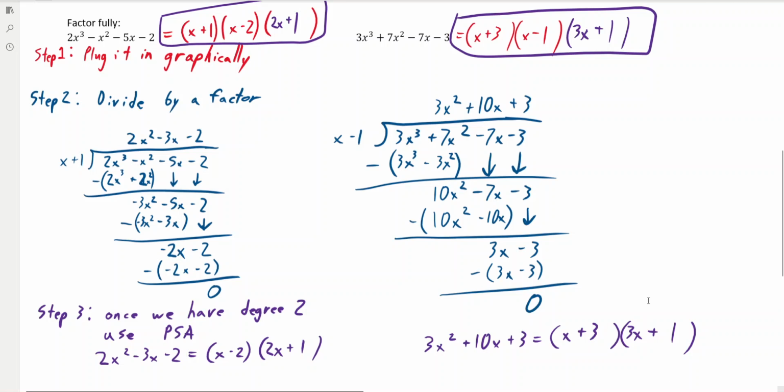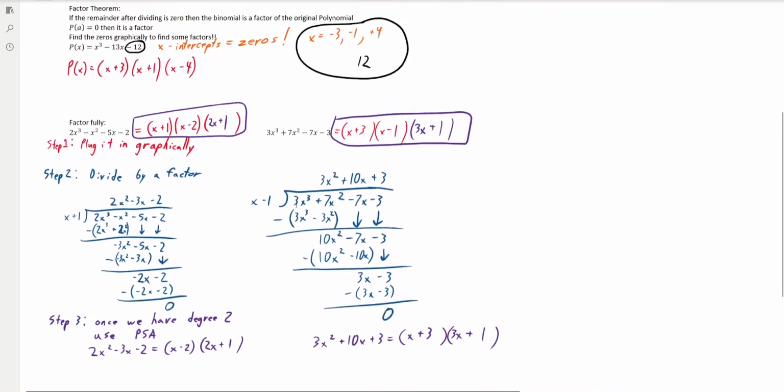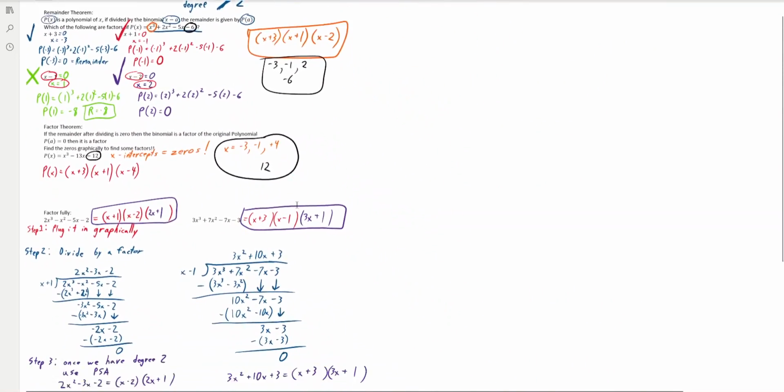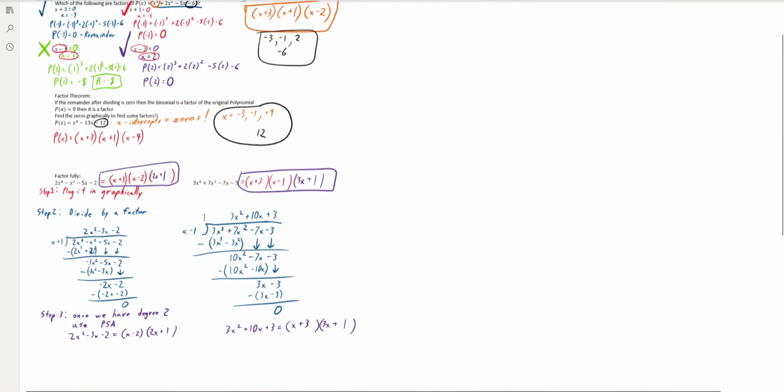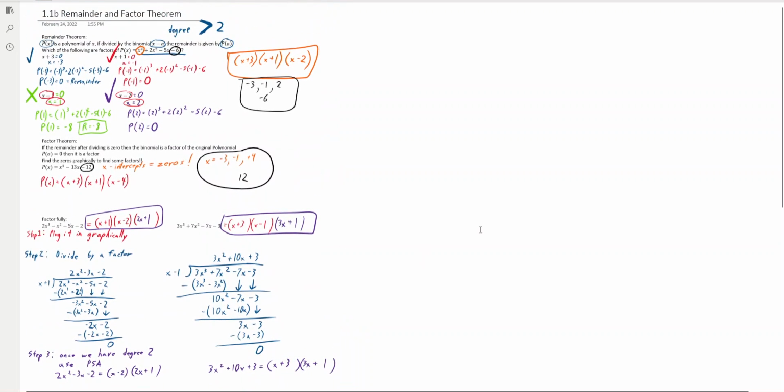Alright, so I hope that this video helps you guys better understand remainder and factor theorem, and especially even how to factor fully. Good luck!